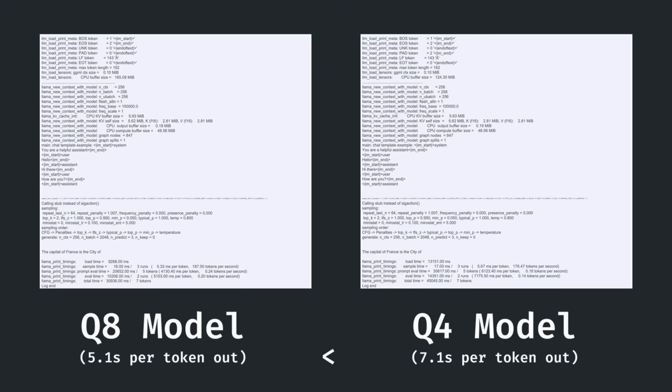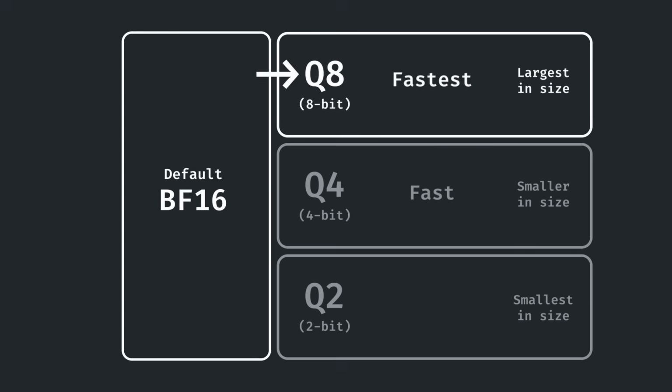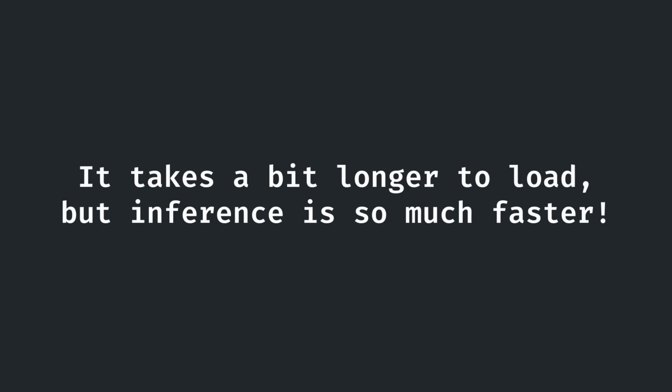This threw me for a loop, but while I'm not completely sure why, it likely has to do with Emscripten and the virtual machine being optimized for 8-bit operations more than 4-bit. Either way, I switched over to 8-bit quants for all my models, and although it takes a bit longer to load, the inference speed boosts are definitely worth it.